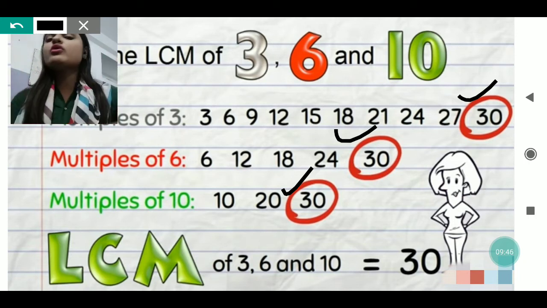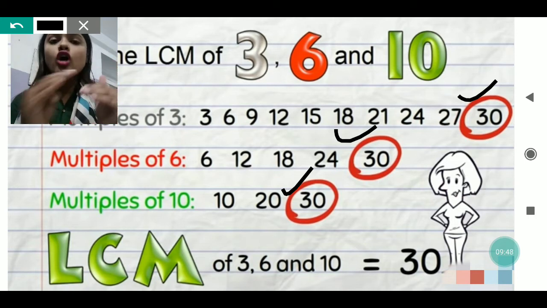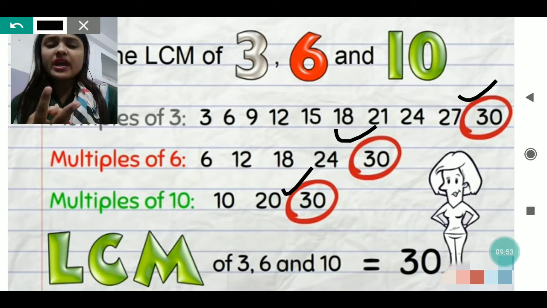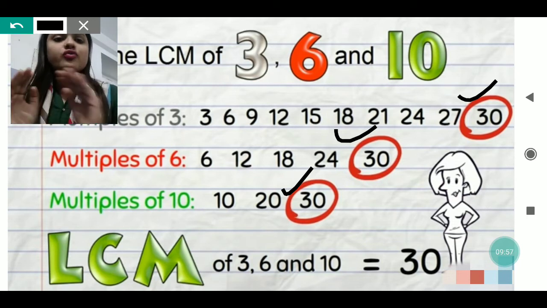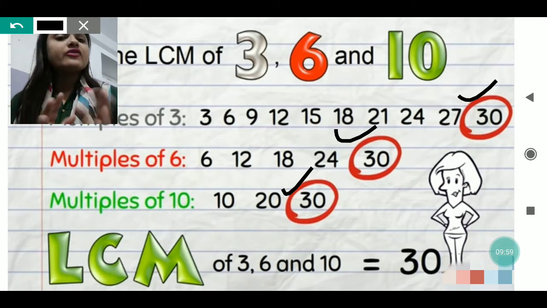Till that time you will write the multiples, until you get a common one between all the numbers which are given. Maybe 2 numbers can be given, maybe 3, and maybe 4 numbers can be given at a time to find the LCM. So don't get confused.